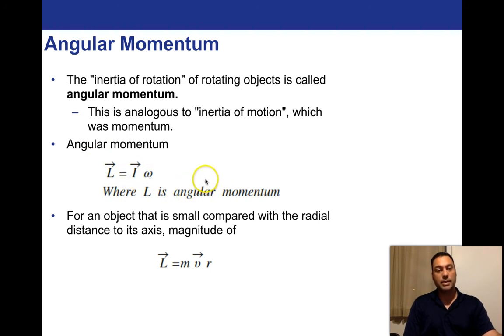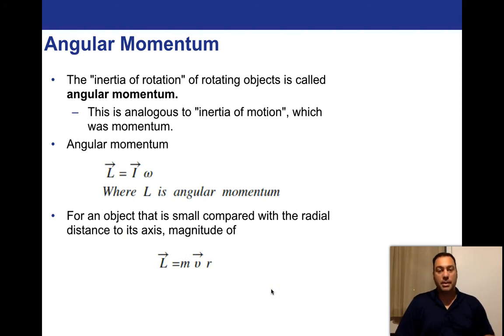Remember what omega is? If not, go back to the beginning of the lecture and look it up. It gives you a reason to review this video, so I'm not going to give it to you. Go back there and pull it out. Where L is angular momentum. For an object that is small compared with the radial distance to its axis, magnitude of L equals mvr.